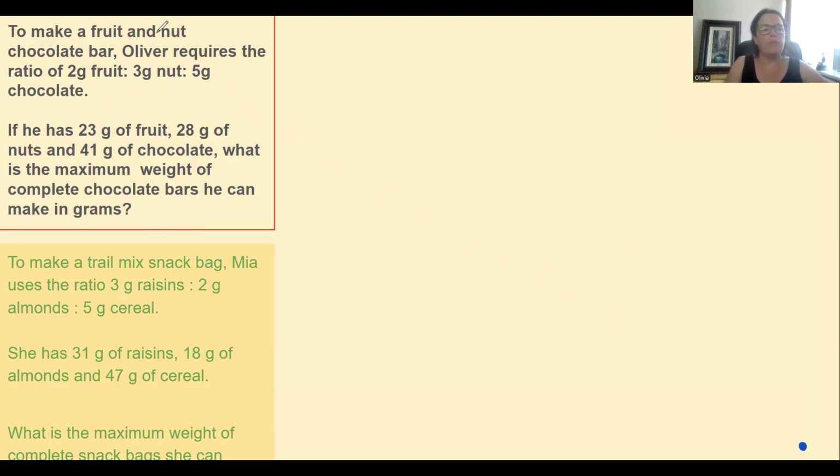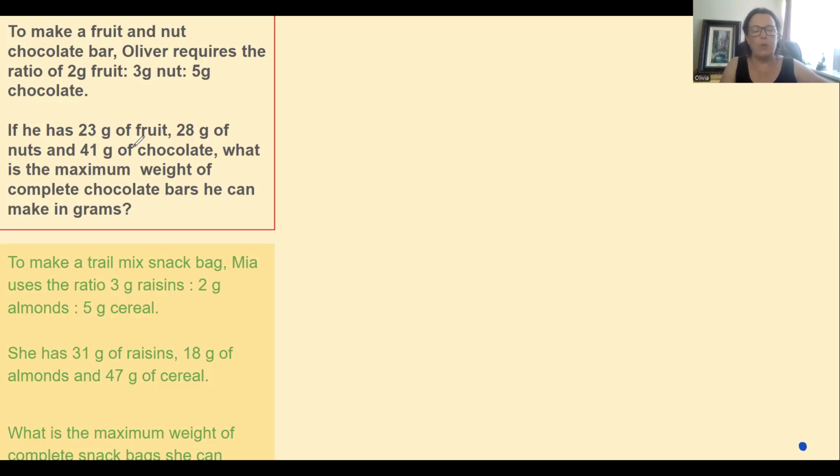To make a fruit and nut chocolate bar, Oliver requires the ratio of 2 grams of fruit, 3 grams of nut, 5 grams of chocolate. If he has 23 grams of fruit, 28 grams of nuts, and 41 grams of chocolate, what is the maximum weight of complete chocolate bars he can make in grams?